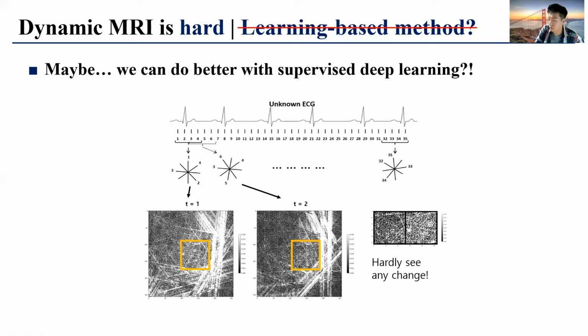Because at the beginning, you cannot acquire any kind of image data or measurement which has a full measurement of this snapshot, it is impossible to do any kind of supervised learning because of the physics of the measurements, right?